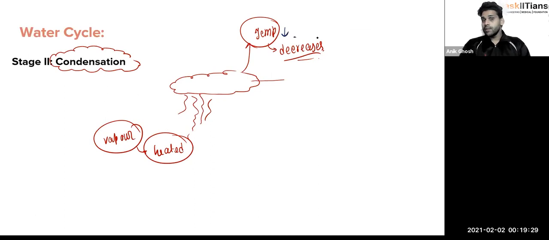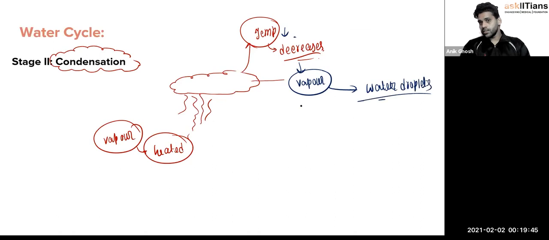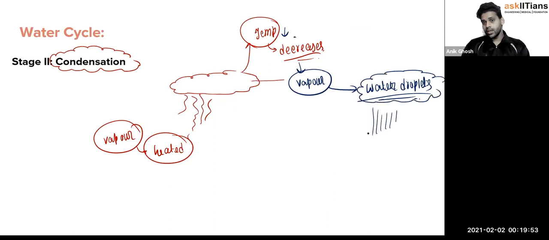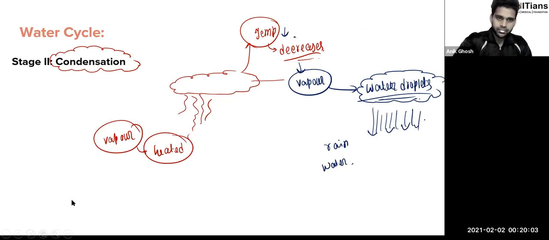When the temperature starts decreasing, the vapor turns into water again, isn't it? Water droplets. Okay, water droplets. They turn into water droplets now. And these are the water droplets that fall to the earth as rainwater. Let's see what we call that thing. This is stage 2. Okay, this is part 2.